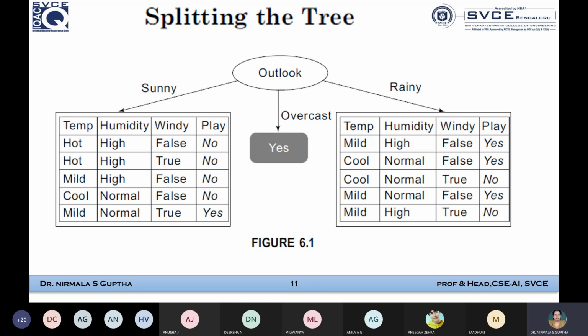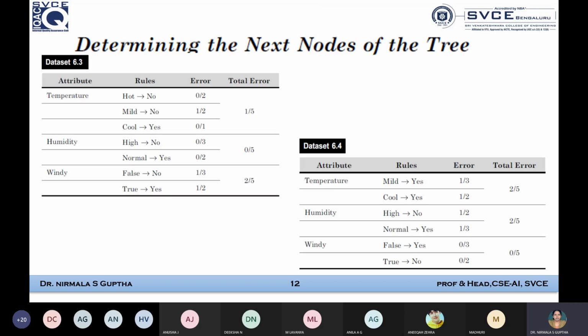Let me go to the next. See, there are 5 rows, right? So the denominator is 5. So what are the 3 errors we have found? Hot gives no, mild gives no, cool gives yes. So the errors we got are 0 by 2, 1 by 2, 0 by 1. So what is the total error computed? 1 by 5.